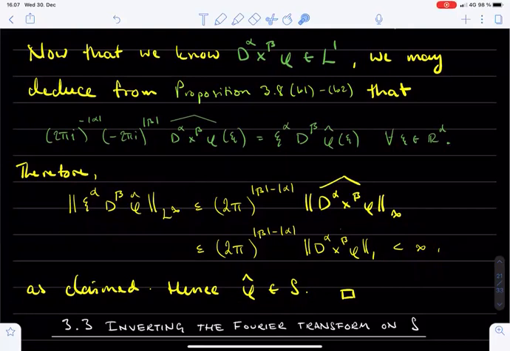In the next lecture, we will discuss the invertibility of the Fourier transform, which we already used during the proof of part A of theorem 3.7.